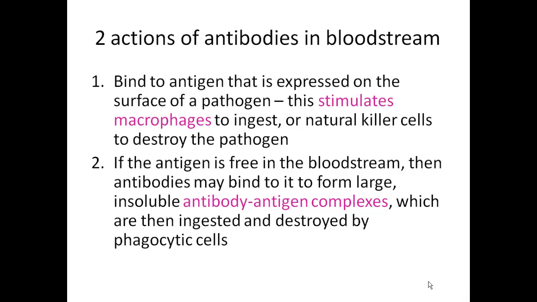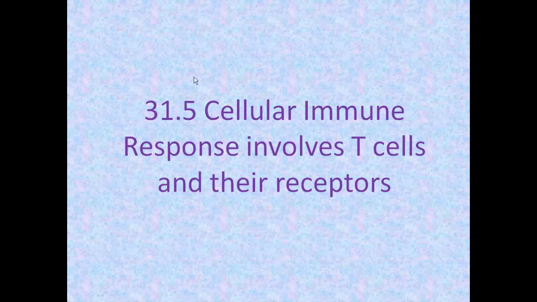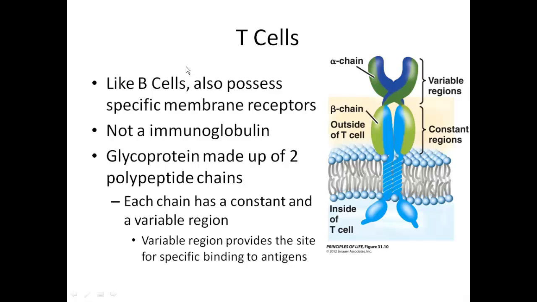All right, the last section is going to involve T cells. So T cells, like B cells, also possess specific membrane receptors. You can see that on the picture here. It is not an immunoglobulin. It is a glycoprotein that is made up of 2 polypeptide chains. Each chain, again, has a constant region and a variable region. The variable region provides the site for specific binding to the antigen.